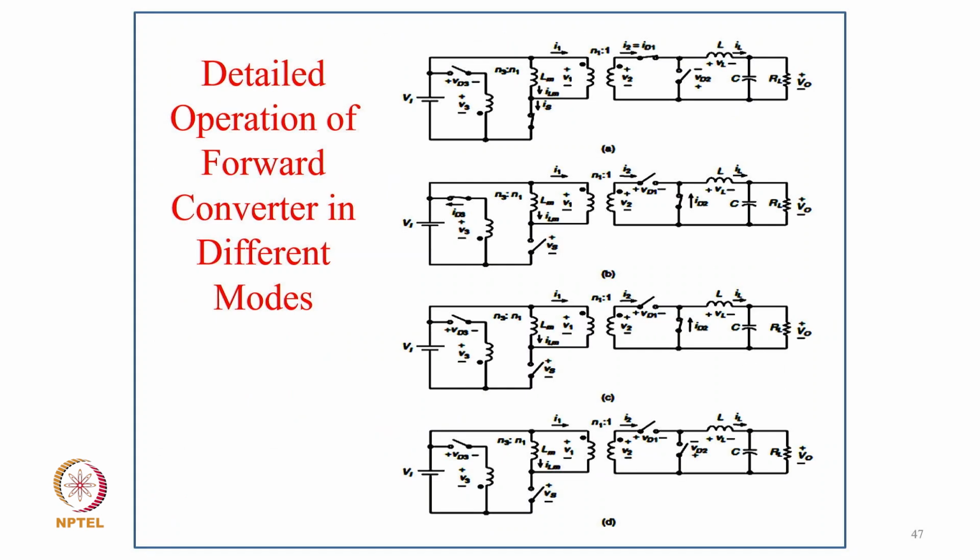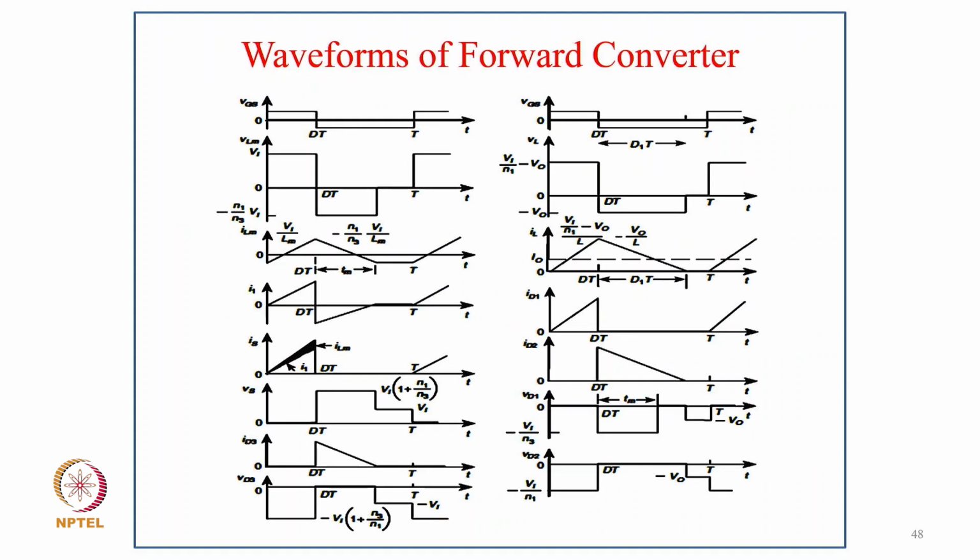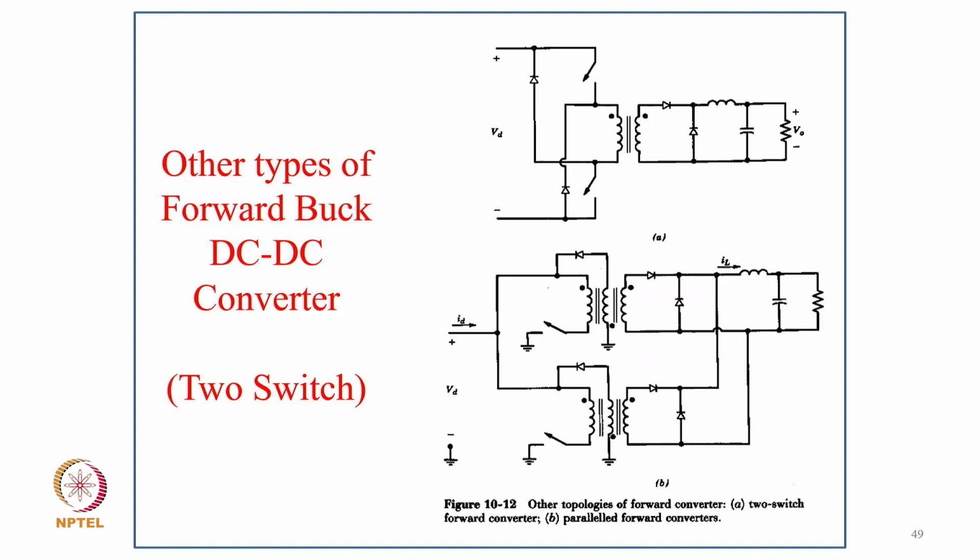So these are the typical detailed operations of the forward converter in different modes, as shown. The device is on, then the diode, then the freewheeling mode, then the diode is on. So all conditions are given here, and the typical waveforms for these modes are given here.